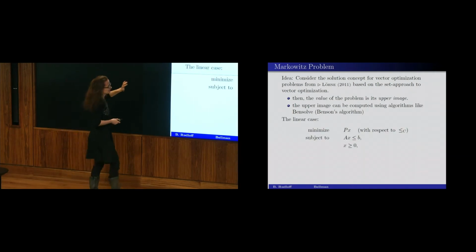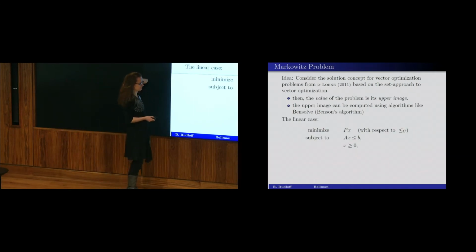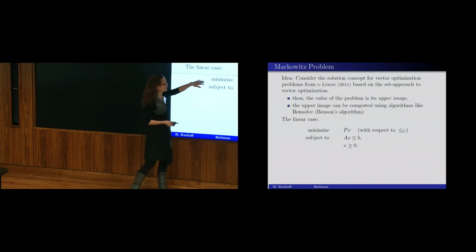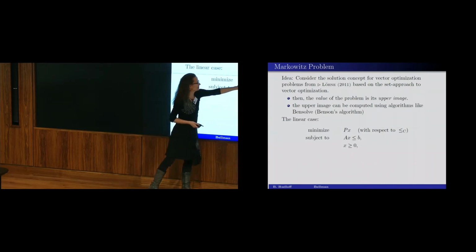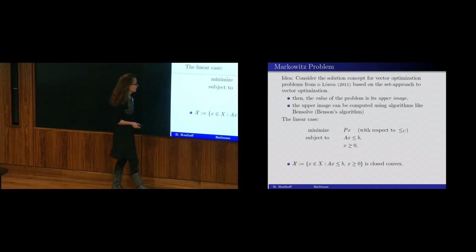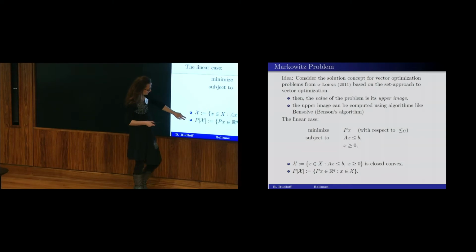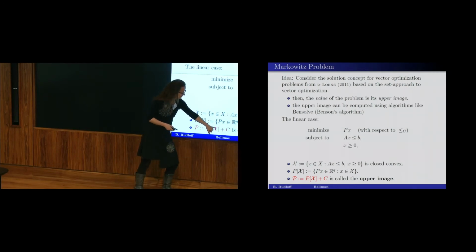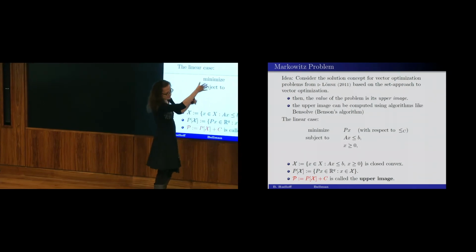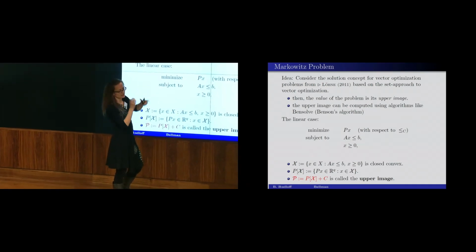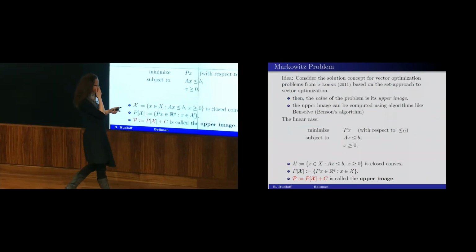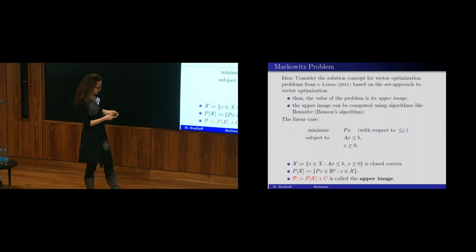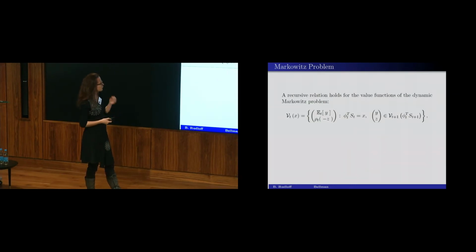So in the linear case, this is just basically for definition purposes. If I have, let's say, a matrix P, I have here several linear objectives and I have some constraints. I have my feasible set and the image of the feasible set. Then the upper image is nothing else than the image of the feasible set plus a cone. But it's exactly the set that I drew there already, whose boundary is the efficient frontier. This is the so-called upper image. This is what the value of the problem would be.